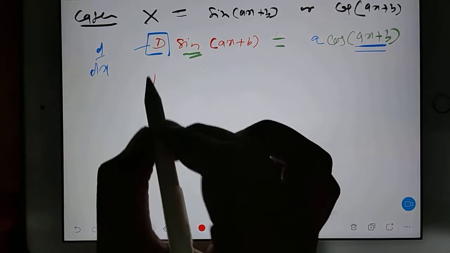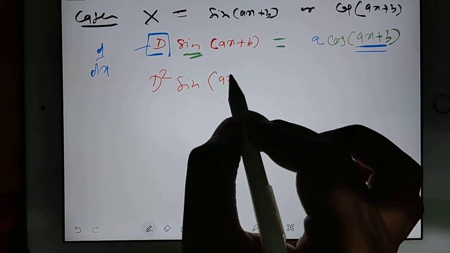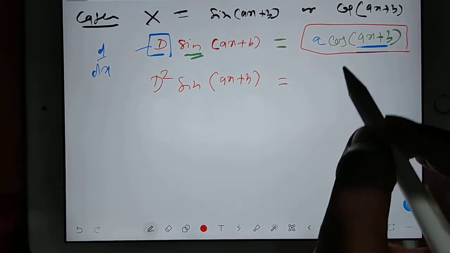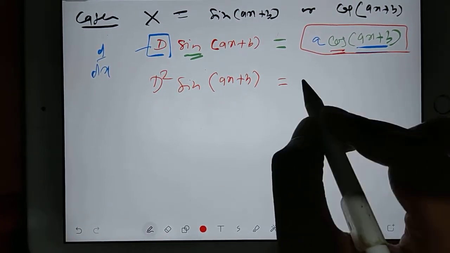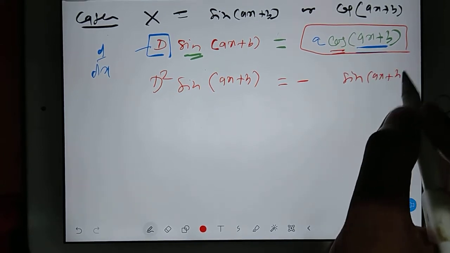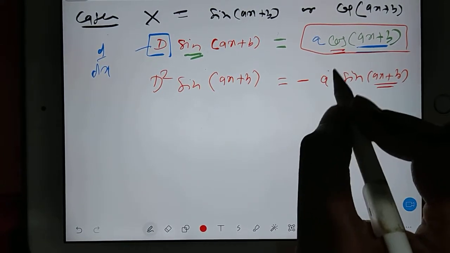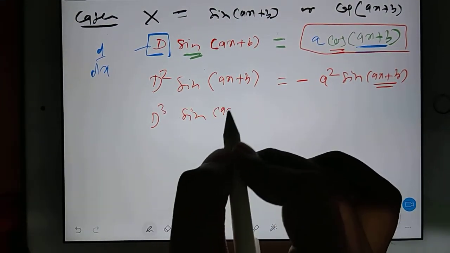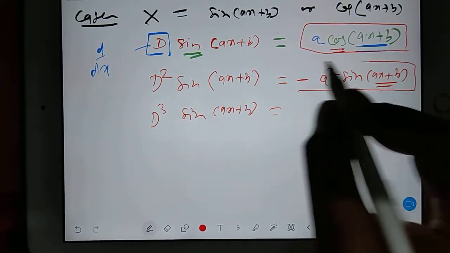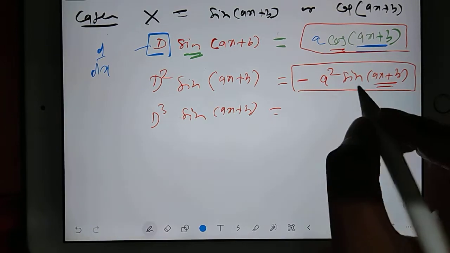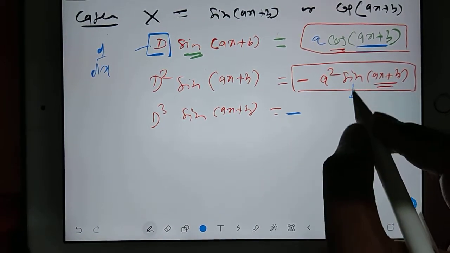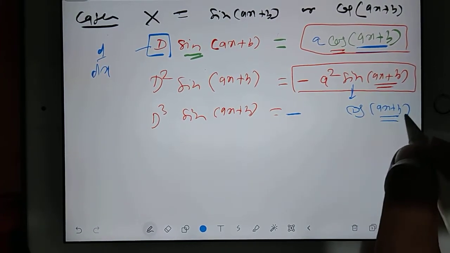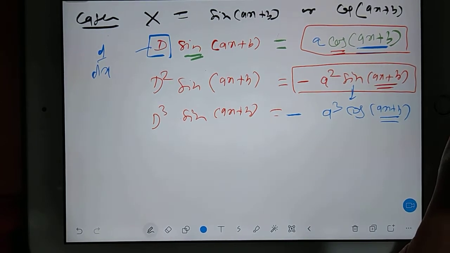But if you have d square sine ax plus b, it means this answer you have to differentiate one more time. So this time cos, when you differentiate, you will be getting minus sine ax plus b, and then differentiate the bracket, then already one a is here, one more a will come. And suppose if you have d cube sine ax plus b, then this answer one more time you have to differentiate. So first you differentiate sine, so already one minus sine is there, sine will be cos ax plus b. So differentiate ax plus b, one more a will come, so a cube will be there.